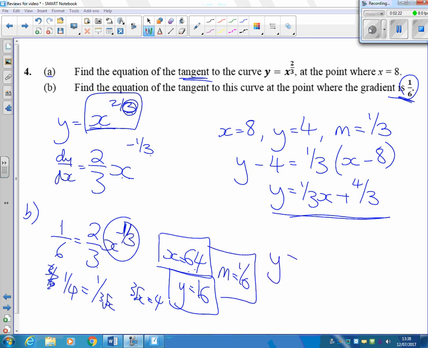So y take away the y number, which was 16, equals gradient times x take away the x number, and you can rearrange that to leave it any way you like. If you've left it in the y equals mx plus c form, it looks like that.